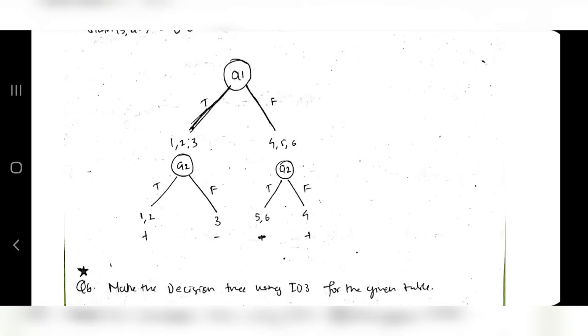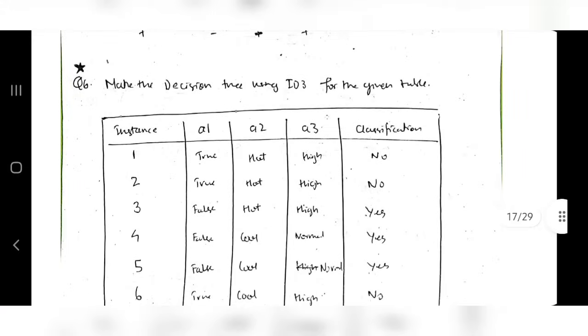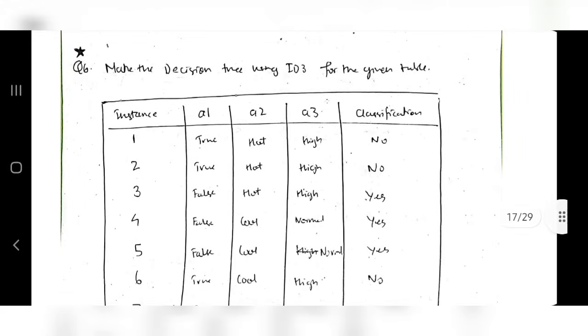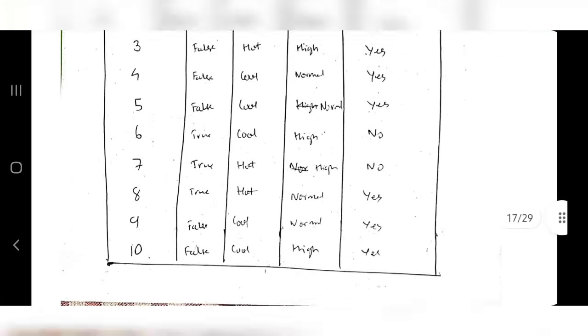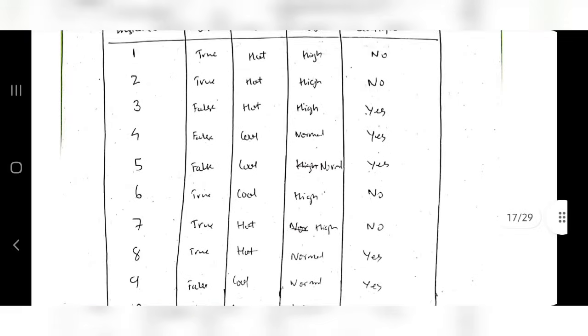Okay, so let's discuss two more questions regarding the same thing to make the concept more clear. Make the decision tree using ID3 for the given table. Here the table is given and three attributes are given, A1, A2 and A3. Now tell me, what is the first thing you will do? The first thing you will be doing in this question is seeing how many instances are there. Ten instances are there.